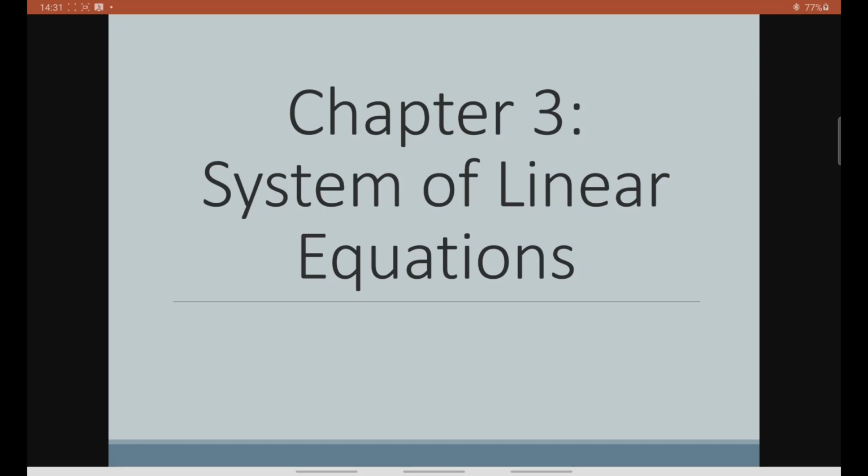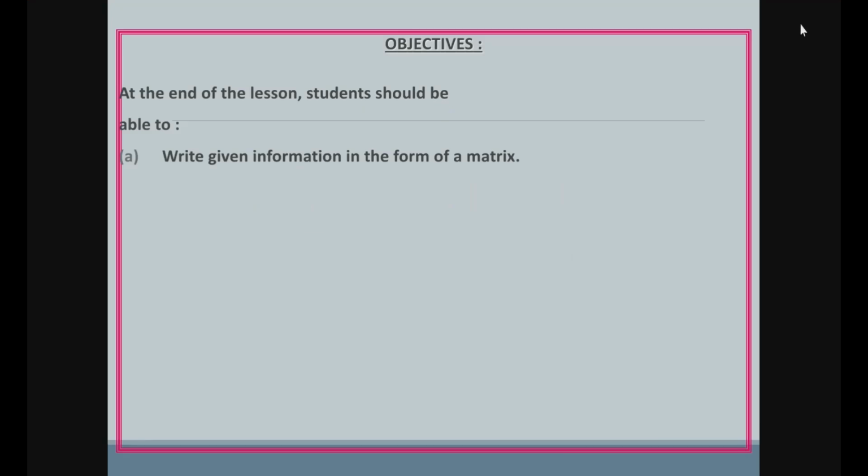This week we will cover chapter 3, the topic of system of linear equations. Let's get started with the objective of this topic. At the end of the lesson, students should be able to write given information in the form of matrix.